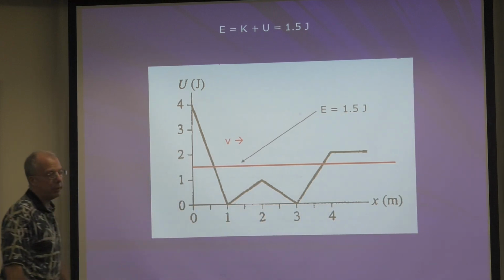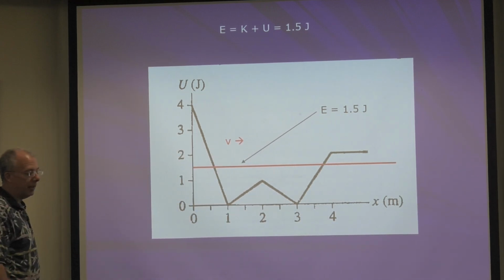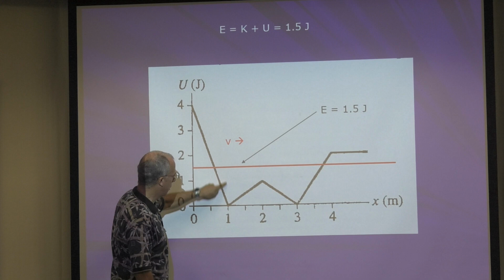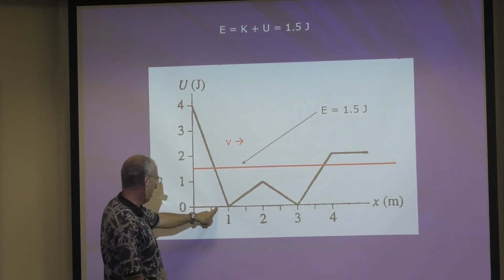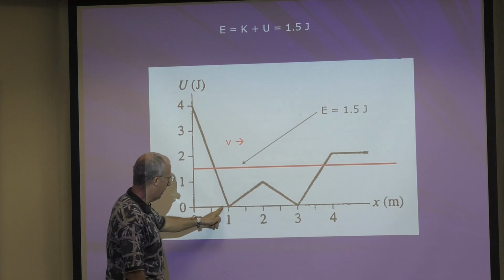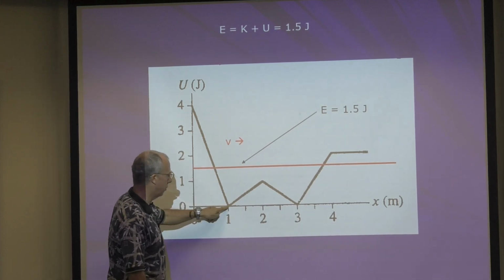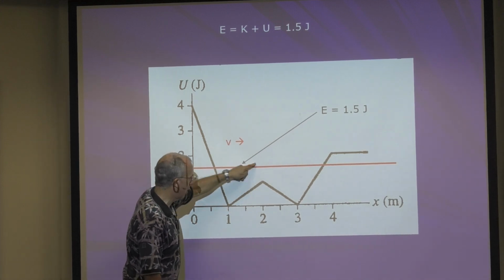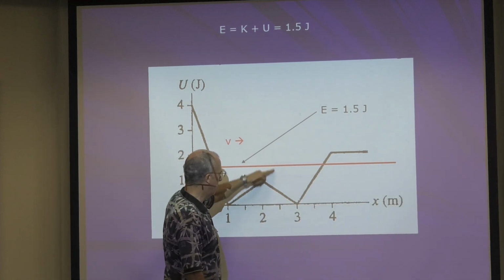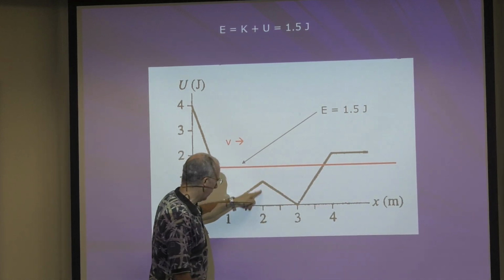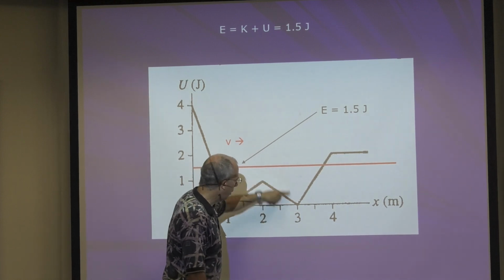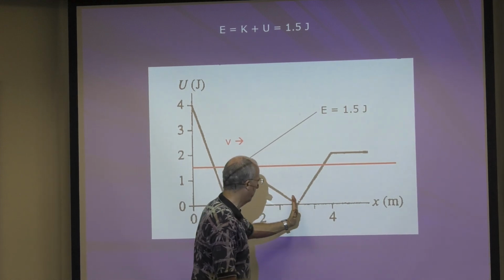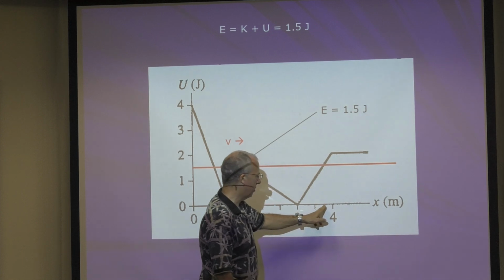So where does the object speed up? Well, that means that the kinetic energy is increasing. Here the kinetic energy is 0, but here it's getting larger and larger. So from x equals, I don't know, 0.7 or so, to x equals 1, the kinetic energy is increasing, so the particle is getting faster and faster. Here, the kinetic energy is decreasing, so it's going slower. Here, it's increasing, so it's going faster. So from like 2 to 3, the kinetic energy is increasing, so it's going faster. Here, the kinetic energy is decreasing, so it's going slower. So from x equals 3 to x equals, I don't know, 3.6 or so, it's going slower.